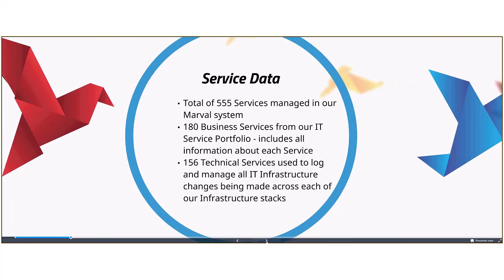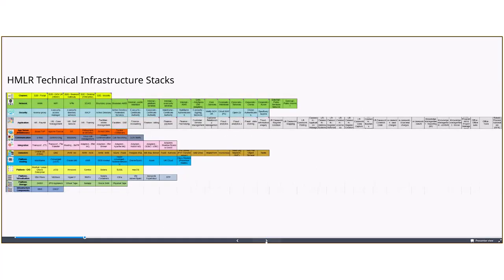We also use the service management system to manage the 156 technical services that our IT infrastructure engineers manage to support the different IT infrastructure stacks across the business. All of our change records in Marvel are logged against one of those 156 technical services. Again, this is just an extract of the different infrastructure stacks and the naming conventions we have in place.